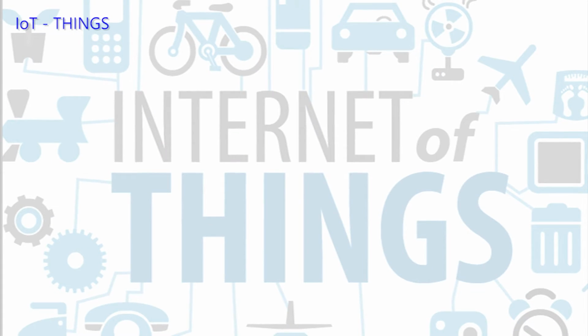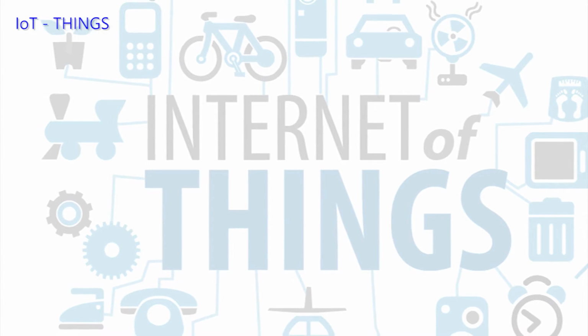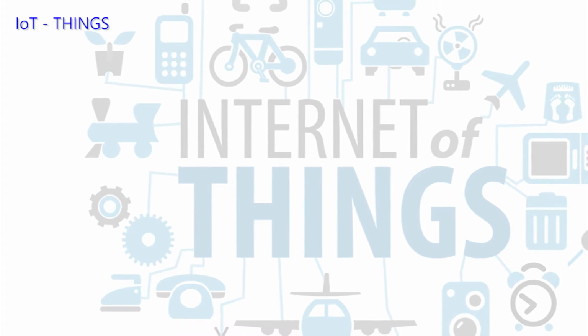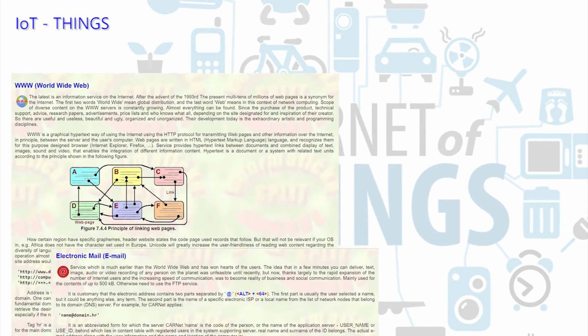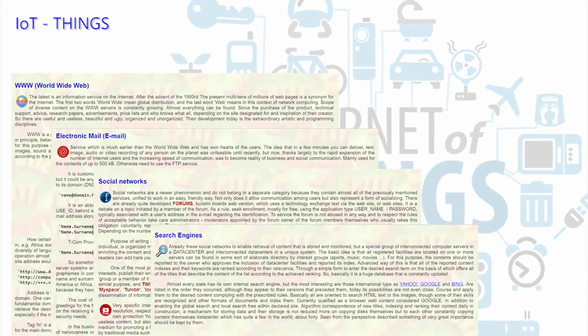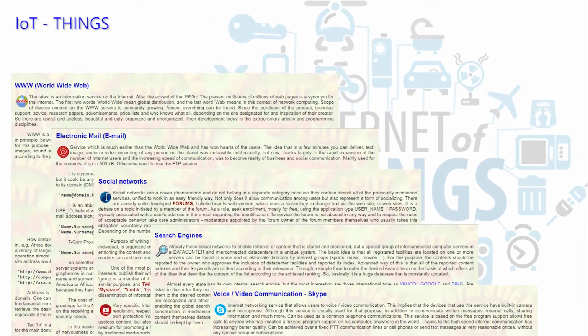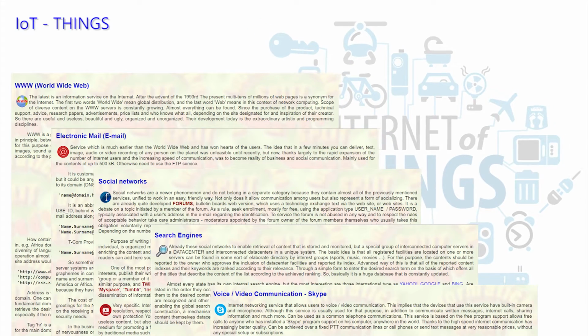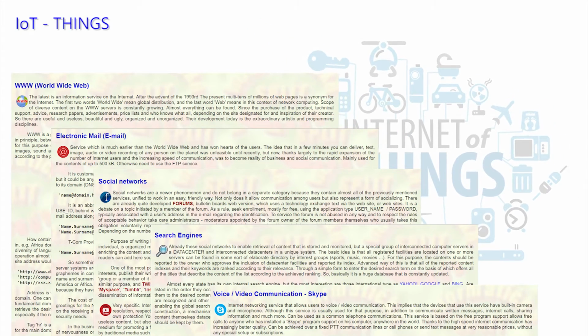Let's first consider what we mean by the Internet of Things, or IoT as it's known. We are all aware of the Internet, the global communication system that provides a whole range of services such as email, web and streaming video, to name just 3. But what is the Internet of Things?